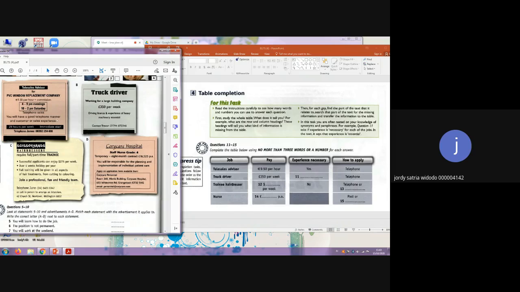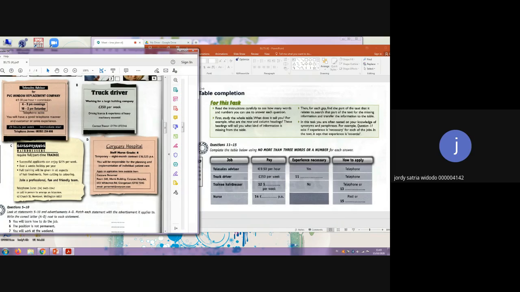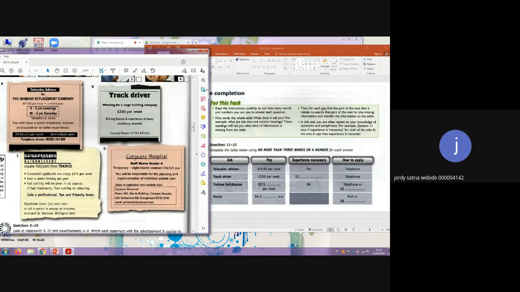Okay, let's see. Trainee hairdressers, per week. The payment, okay, per week. So let's find out the payment per week for the hairdresser. Hairdresser: successful applicants can enjoy $275 per week. Now, this is the payment. Okay, you have found the first piece of information, then you write it down here, number 12.